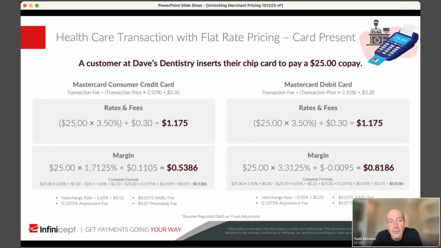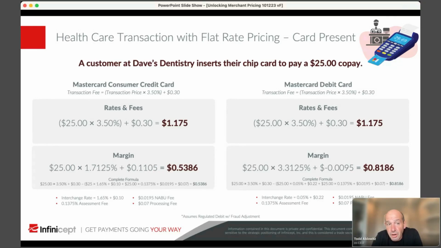So if you look at a flat rate for that merchant, if they're all paying 3.5% and 30 cents, they're paying $1.17. And the margin on that is going to be 53.86 cents because the total cost is 1.7125% and 11 cents. And that's going to end up being 53.86 cents.